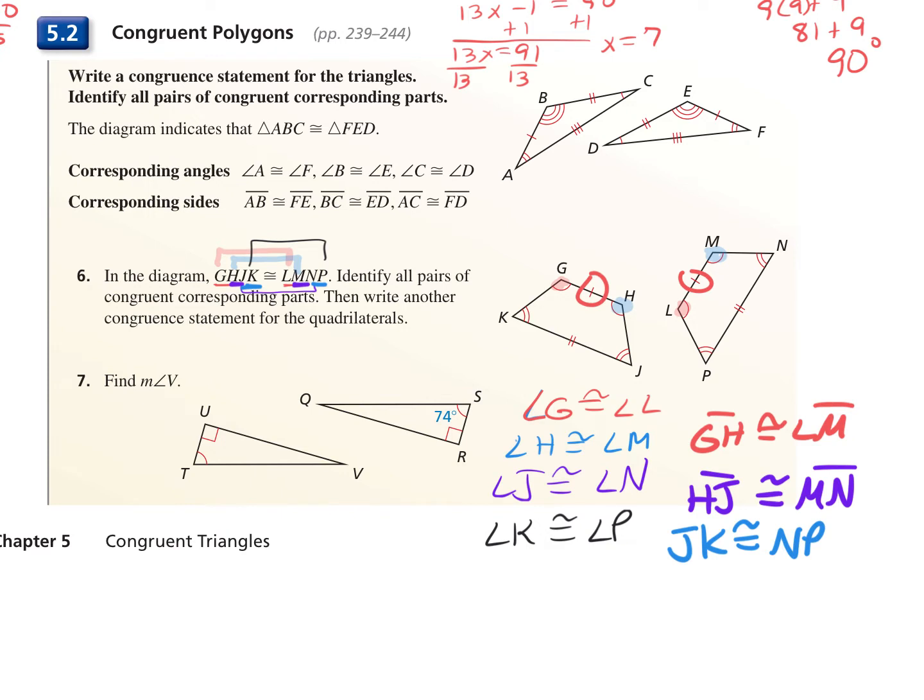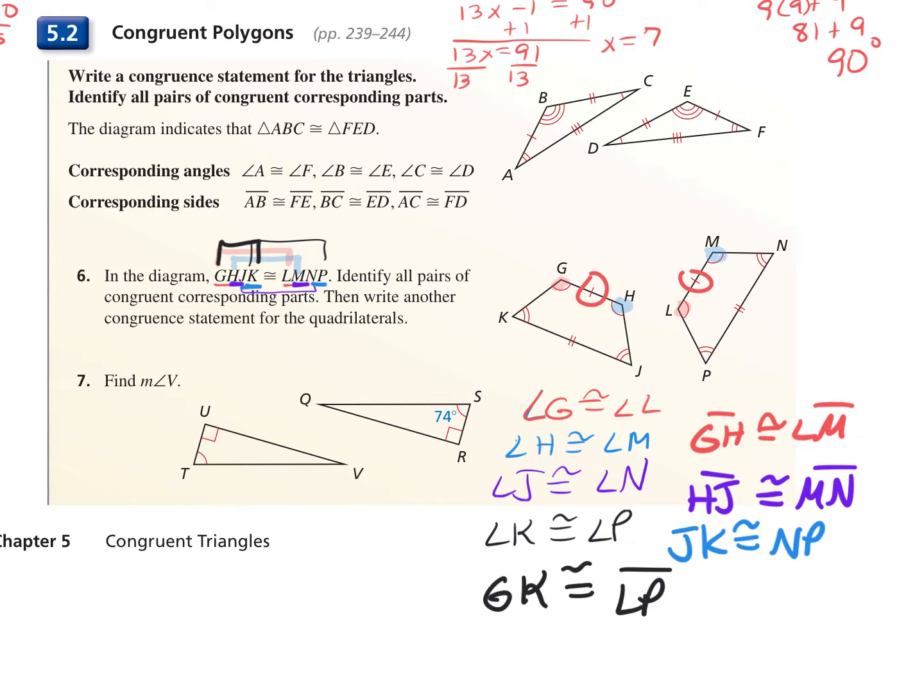And then I still need the beginning and the end. So GK congruent to LP. And this is my 4 sides and my 4 angle pairs. Now, on the test, I'm not going to make you do this because we've now learned the shortcuts. So you're going to be able to use the shortcuts and not have to list every single match.